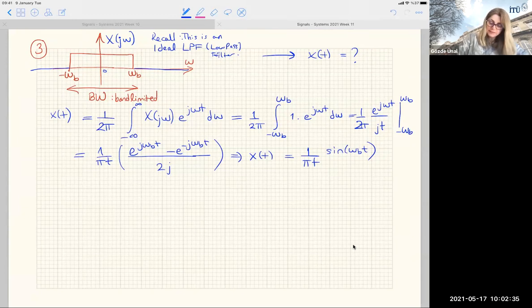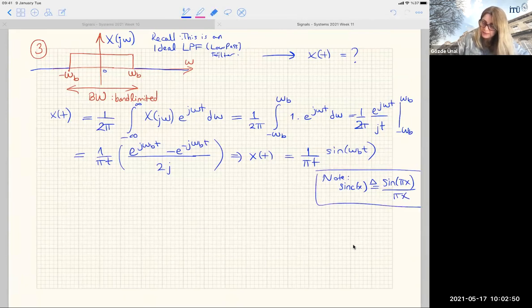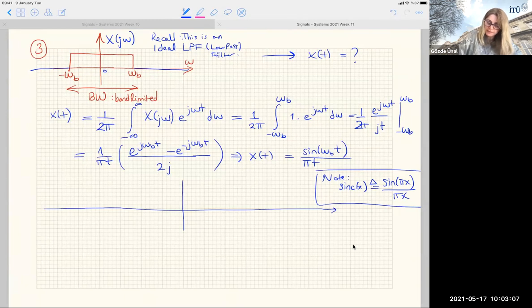So this is a sinc. Note this sinc function, remember, sinc x is sine pi x over pi x, this is the definition. So again, this is a sinc-like function. Maybe let's write this on top, the numerator, sine omega bt over pi t. Okay? So let's plot this. Again, I'm expecting a sinc form here. Now I think you guys know a sinc, but this is x of t. This time it's in time domain.